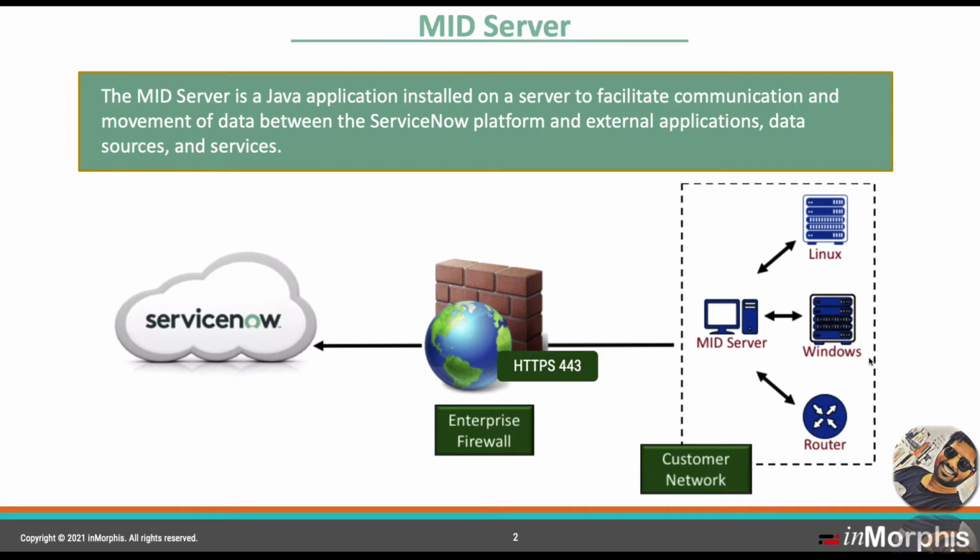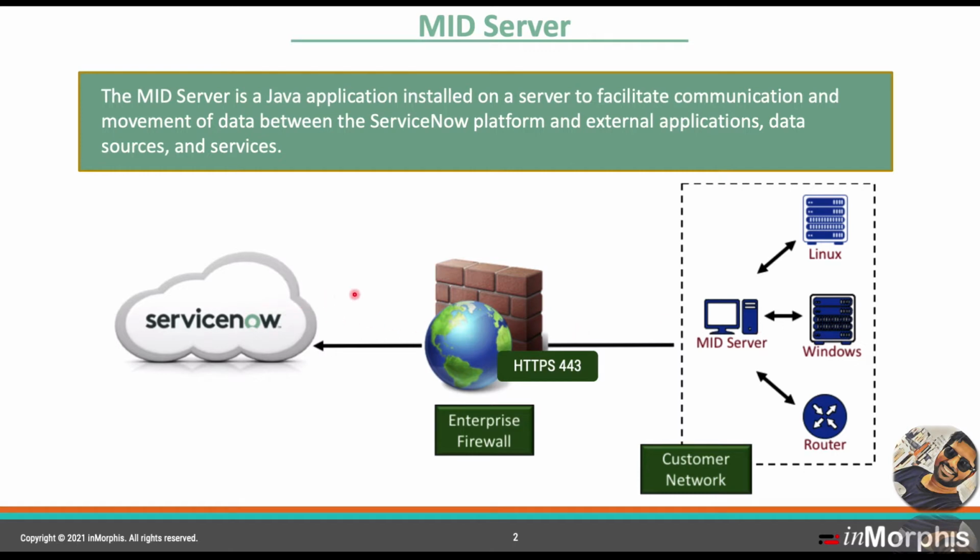Okay, if you see this diagram, here I have the ServiceNow instance on the left. This is my customer environment, my customer network. Here are certain routers, Windows machines, Linux machines, and it can be any n number of machines.